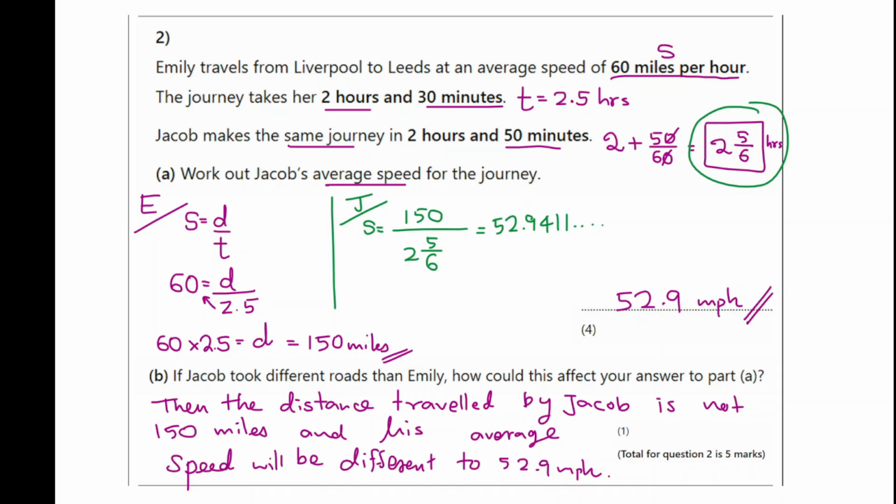per hour. Now, we cannot make any assumptions whether it is more than 150 or less than 150 because we don't know. So you need to cater for both. So you need to say, all we can say is it will be different. Or you can say, if the distance was less than 150 miles, his speed is slower. Or if the distance was greater than 150, the answer to part A will be higher. But for 1 mark, if you just say it's different, that's sufficient.